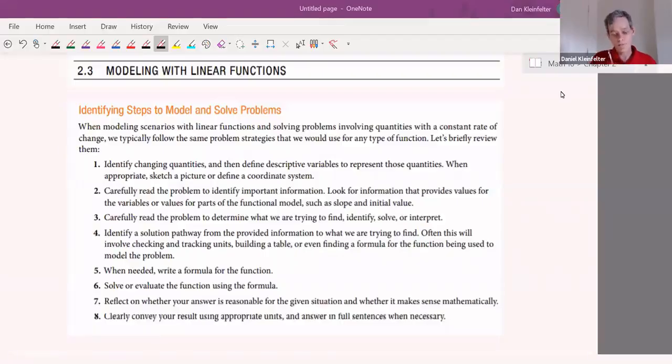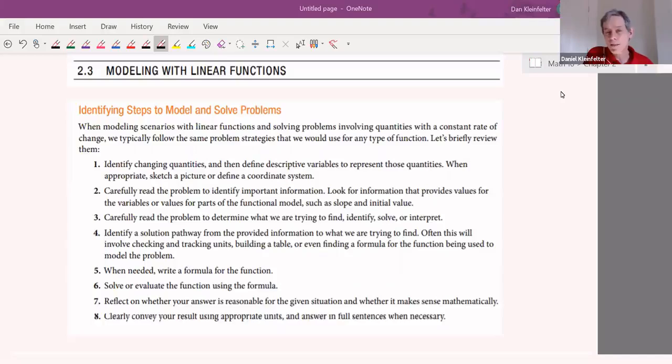Welcome back, everybody. In this video, we'll be working on section 2.3. The title is Modeling with Linear Functions. Basically what that means is that we're going to solve some story problems involving linear functions. There's a lot of variety among questions that you can see, so we just want to try to do a couple of examples in this section.